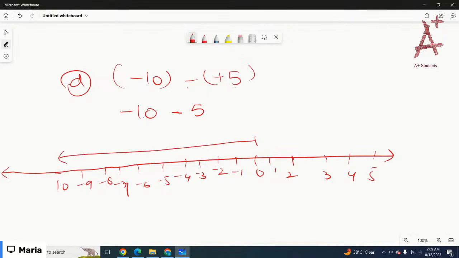Again, you have -5. You have to add -5, right? So you have to make another 5 here. -11, -12, that would be -15, until -15, right? So you have to go here. So that means -10 and minus +5, that equals -15. So the correct option is -15, right?